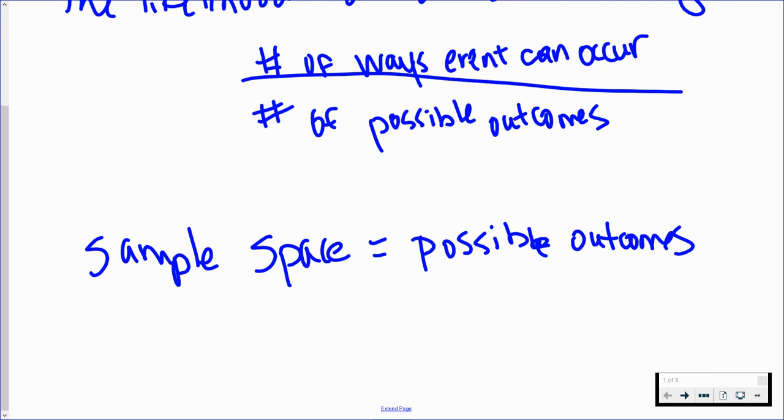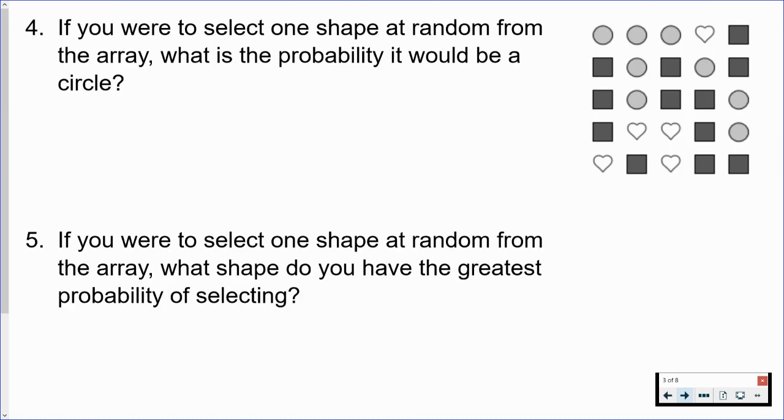Now, we're going to start taking a look at some basic probability problems. We're going to calculate some probabilities, answer some questions. So let's start taking a look at what some of these problems might look like for us.